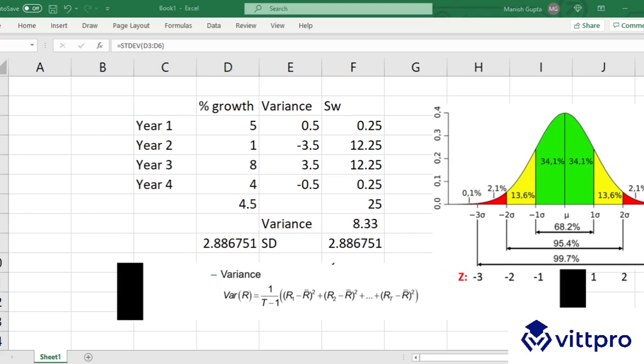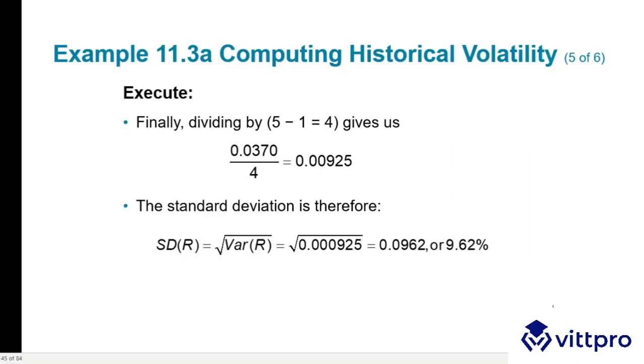Well, now I would like you to calculate the standard deviation. Please try and calculate. Now you know the formula. It's very simple, right? You can use Excel. This is how you can use the standard deviation as well.